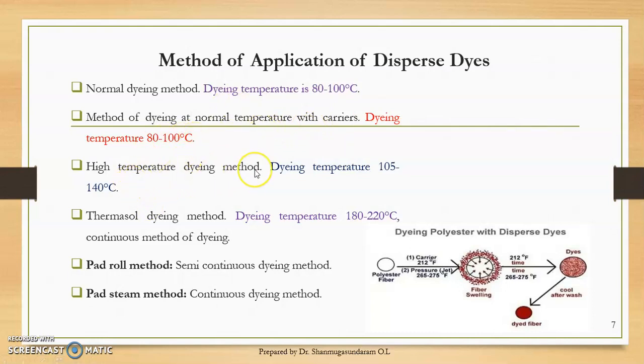High temperature dyeing is also one of the dyeing methods. The dyeing temperature of 105 to 140 degrees Celsius is to be maintained during the dyeing process. Then the thermosol dyeing method: the dyeing temperature is 180 to 220 degrees Celsius. This is a continuous dyeing method. The other two dyeing methods are semi-continuous dyeing methods and continuous dyeing methods. It is called the pad steam method.